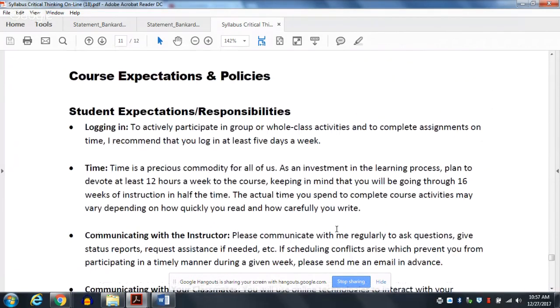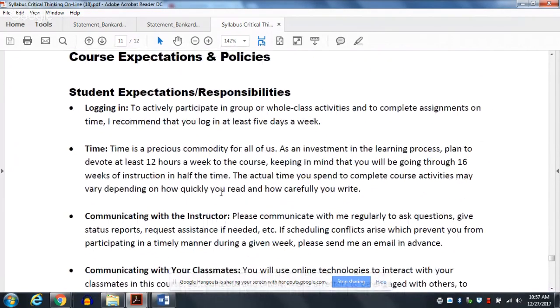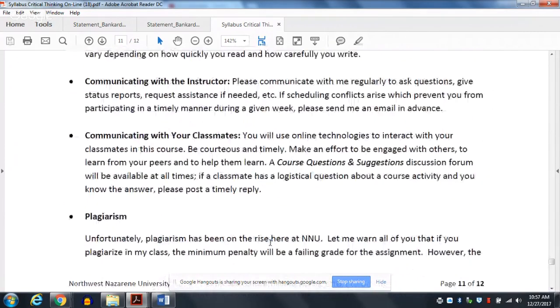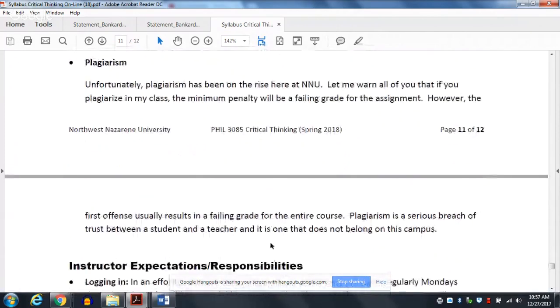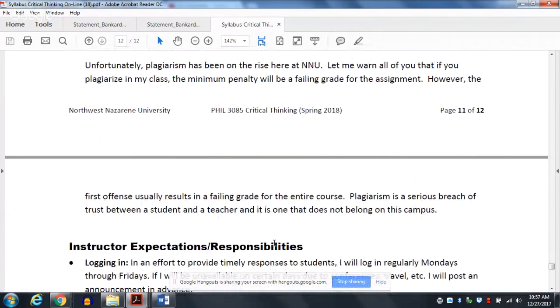So then here's a list of expectations. I expect you to be logging in, reading, spending time on the course, right? Communicating with me, communicating with classmates when necessary. My policy on plagiarism: don't copy. It's so easy to cheat now with cutting and pasting, but you will fail the entire course if you plagiarize. You can plagiarize yourself also. If you've turned something in in a different class and you try to use that assignment here, that's plagiarism. Don't plagiarize yourself. Don't use other students' work. Don't cut and paste from the internet. All of these are plagiarism. You will fail the entire course, right?